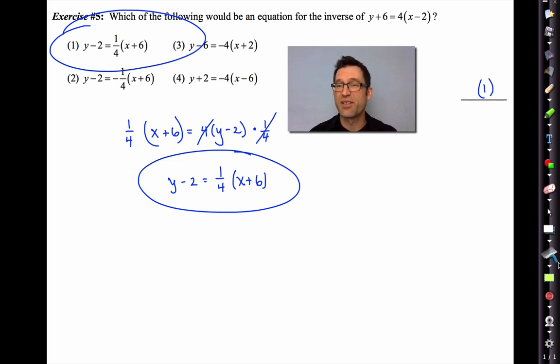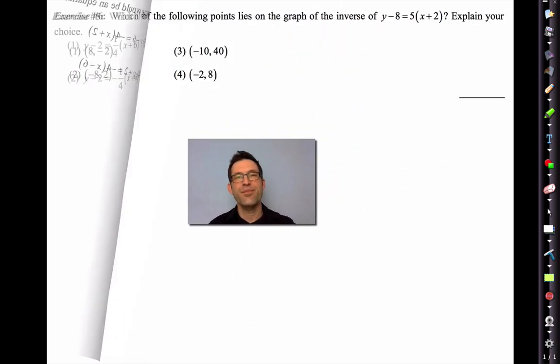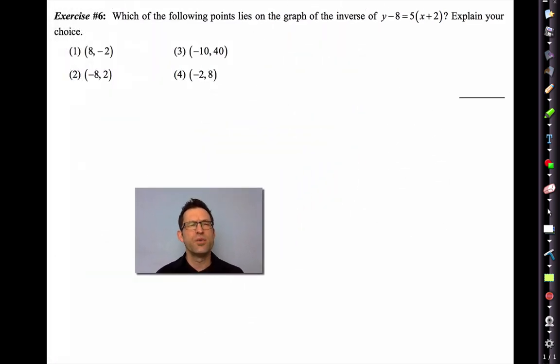All right, I'm going to clear this out. Or I'm going to try to clear it out. There we go. Okay, another point-slope form. Which of the following points lies on the graph of the inverse of y minus 8 equals 5 times x plus 2? Explain your choice. Well, think about this.